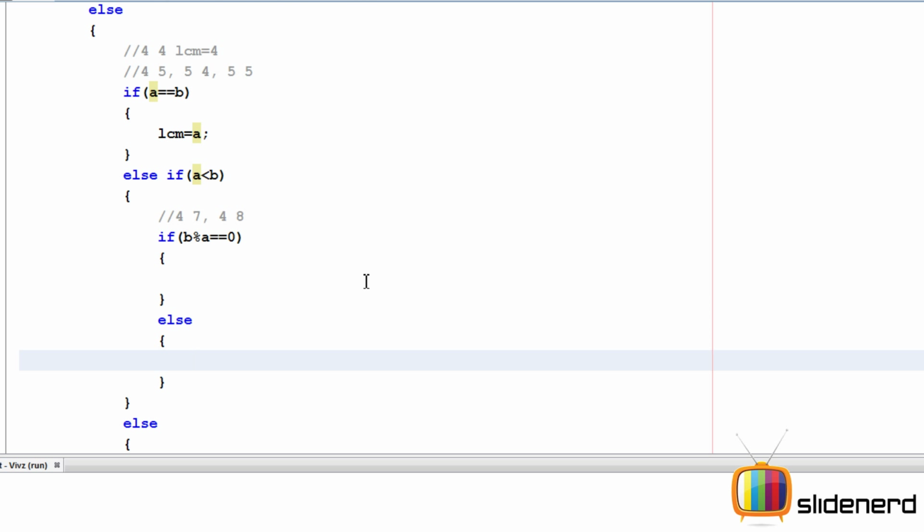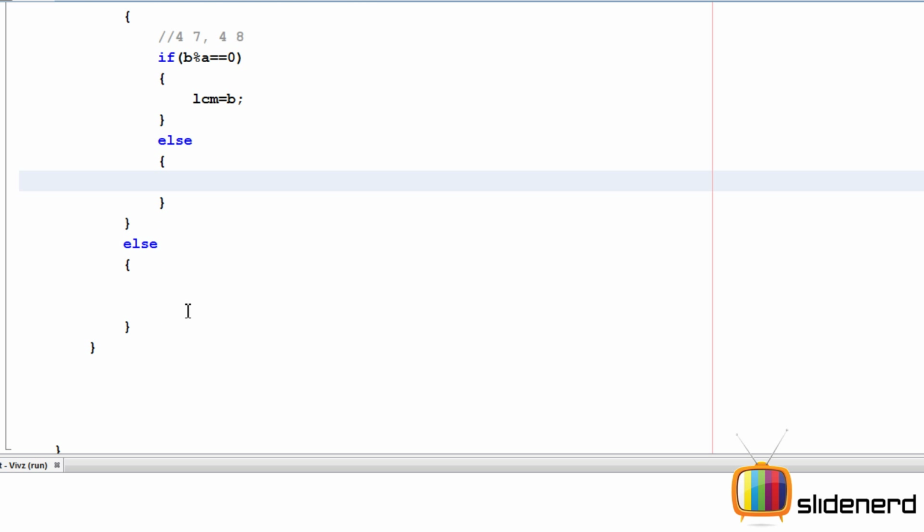Otherwise, now if you take the numbers 4 and 8, they are going to fall in this category. If you take the numbers 4 and 7, they are going to fall in the other category because 7 is not a multiple of 4, right? So here the LCM is going to be the bigger number, which is b, simply. In this else part, what we are going to do is something I'm going to do in the next bit, not now.